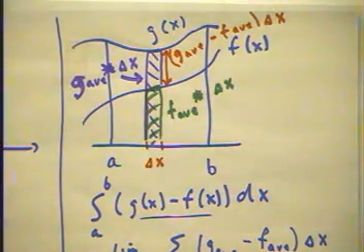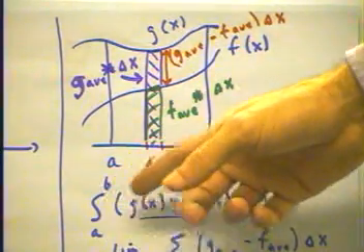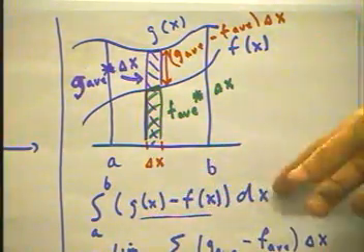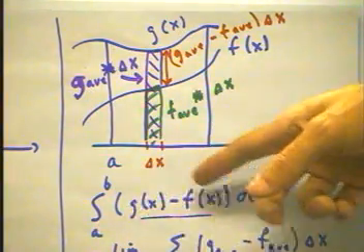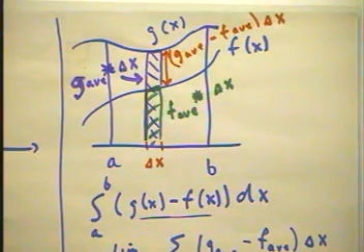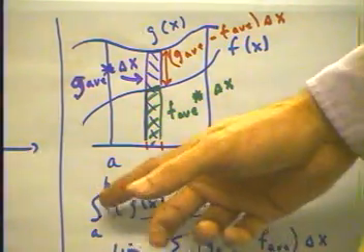Now we're going to look at the sort of argument you make when you look at the integral from a to b of the difference of two functions, g of x minus f of x dx. This g of x minus f of x is itself a function that's being integrated with respect to x. How do we interpret this integral?